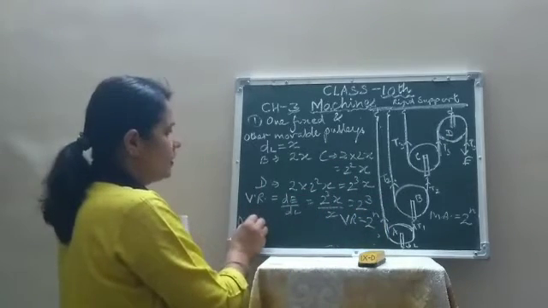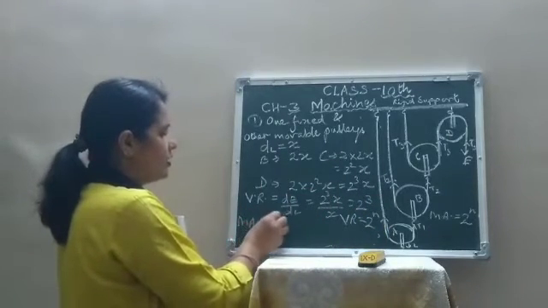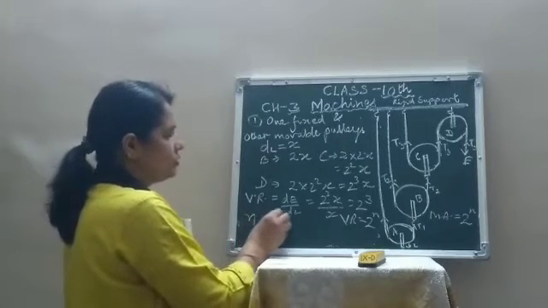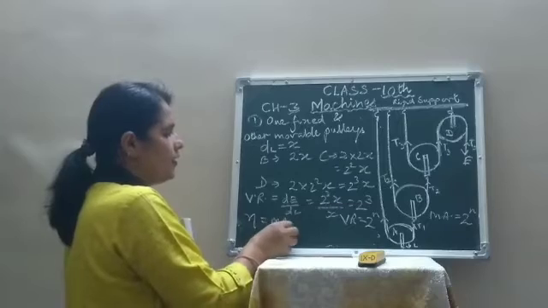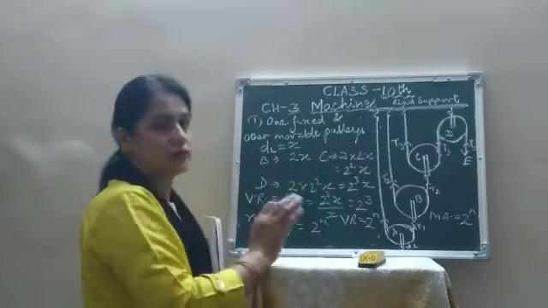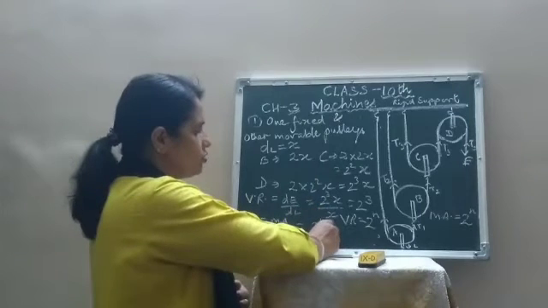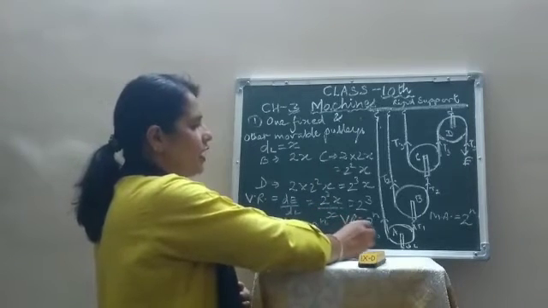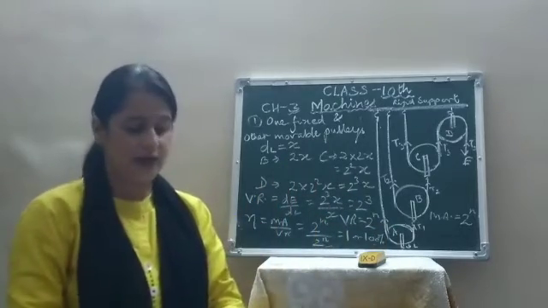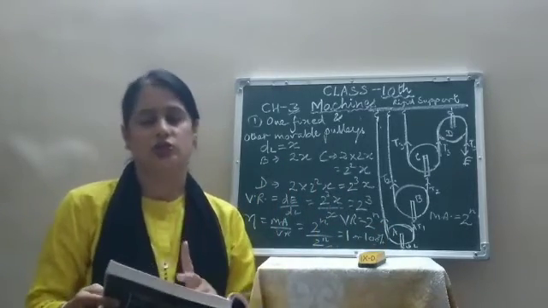Therefore, now easily we can calculate the efficiency. Efficiency equals MA upon VR. MA was also 2 to the power n for a general number, and VR is also 2 to the power n. So efficiency becomes 1 or 100%. But this is only in the ideal situation.